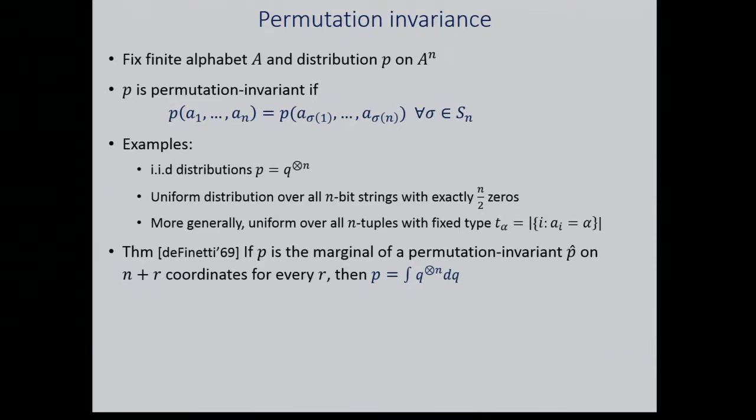And de Finetti, in the 60s, the Italian mathematician showed the following. He showed that if you have a distribution P, such as this one here, which is not only permutation invariant, but also arises as the marginal of a permutation invariant distribution P hat on not only n, but also n plus 1, n plus 2, n plus 3, etc., all the way to infinity, then you can write your distribution as a convex combination of IID distributions.